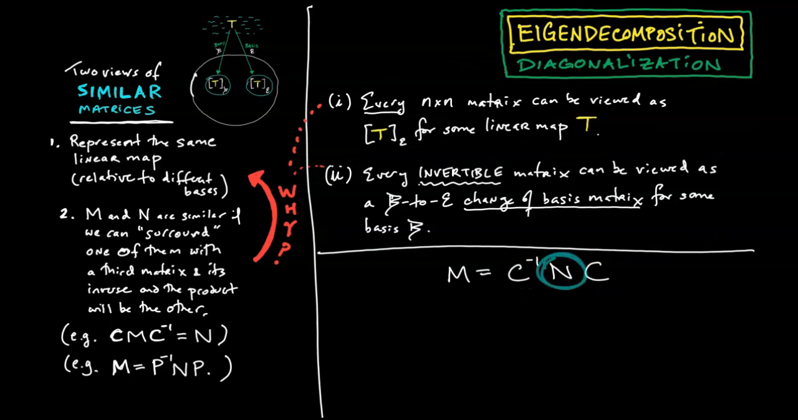Let's start in the middle with that matrix N. N is just some square matrix. So I'm going to view it as the standard representation of some linear map T. So let me go ahead and write that underneath, like so.